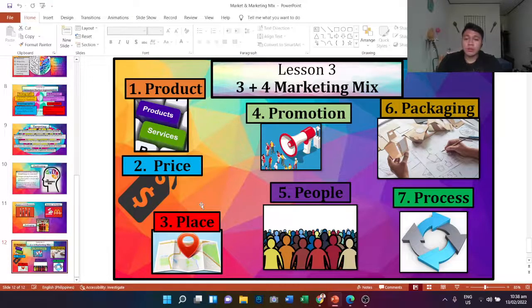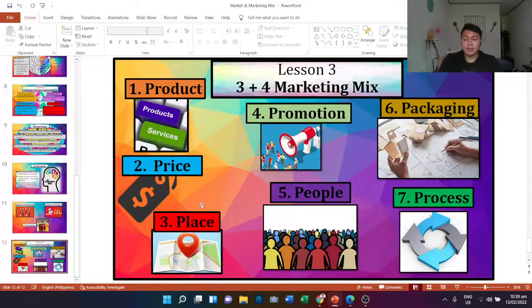Okay, so how do you cope up with the price? How do you make it as a marketing mix? What's the importance of it in the marketing mix? In changing your price or delivering your price, you have to consider certain points.